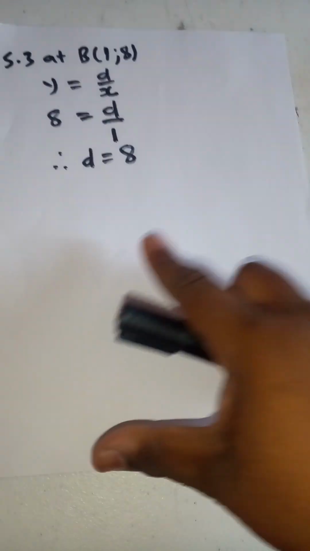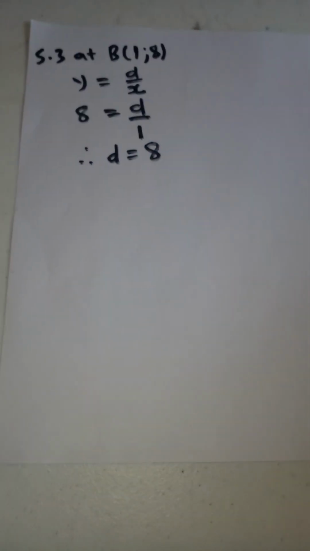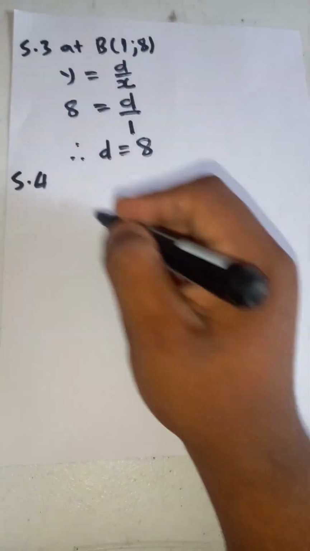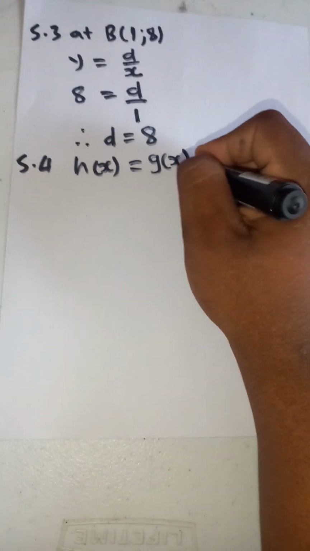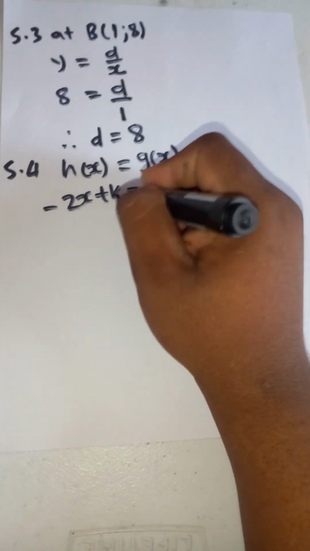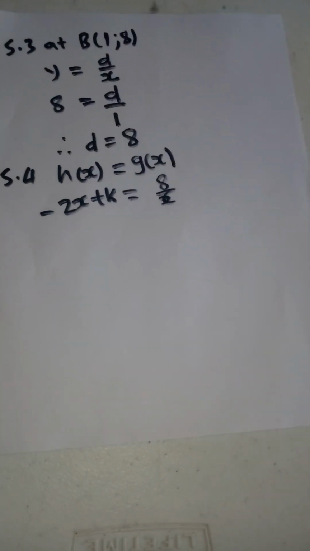We are simply checking the possible intersections. So now I need to check the possible points of intersection, but where they will not intersect. So now this is what you will say: h of x is equals to g of x. What is h of x? -2x plus k, which is equals to 8 over x. We understand? And then now my marker is dying, so let me check another one here. Maybe this one will be better.